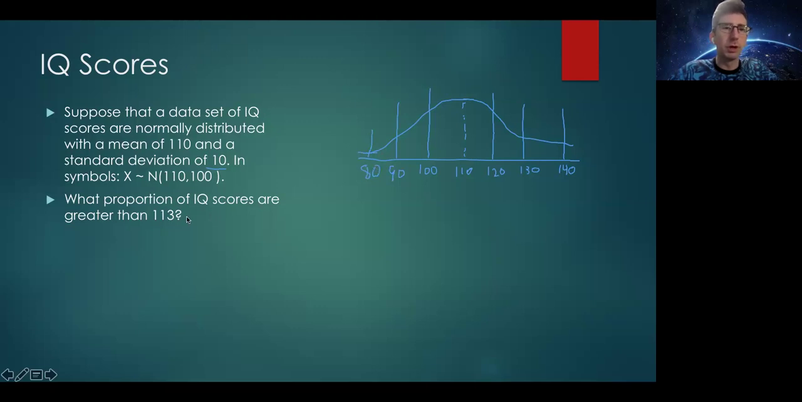We want to know the proportion of IQ scores that are greater than 113. So 113 will be somewhere in between 110 and 120. It'll be a little bit closer to our 110, right? This is not perfect. We want to know the proportion greater than 113, right? So we want the area under the curve to the right of 113. Everything above 113.